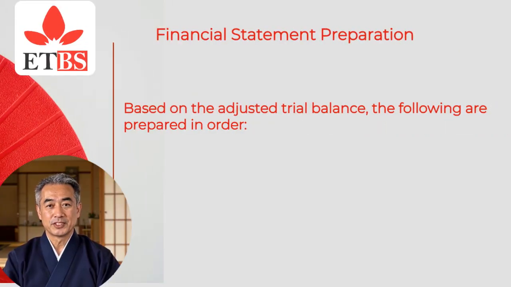Financial statement preparation. Based on the adjusted trial balance, the following are prepared in order: income statement, revenues, expenses, net income or loss; statement of owner's equity or retained earnings, opening capital plus investments plus net income minus withdrawals equals ending capital; balance sheet, assets equals liabilities plus owner's equity. These reports provide an overview of the financial health of a business.